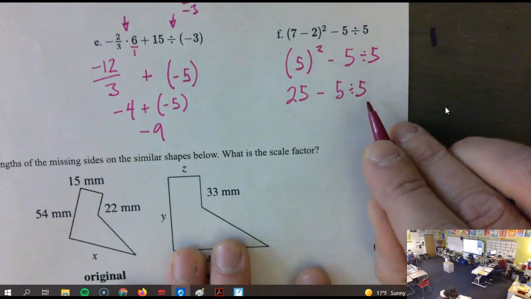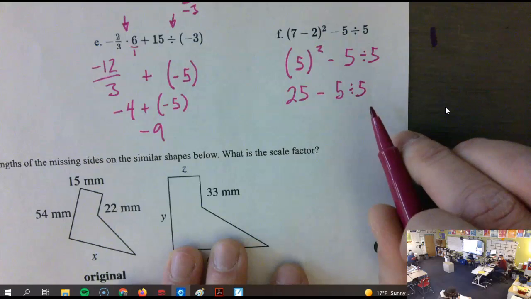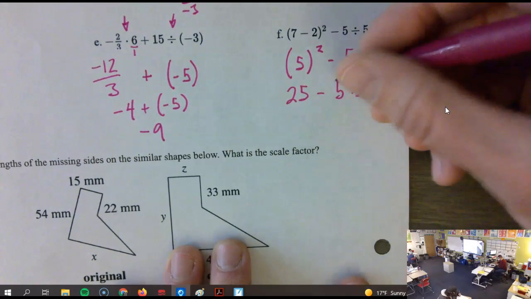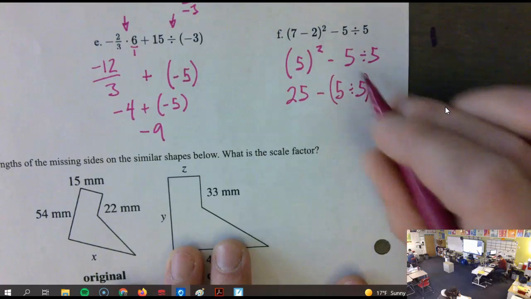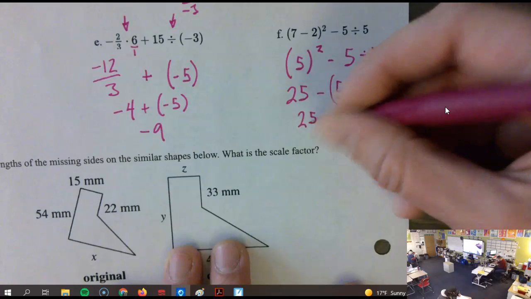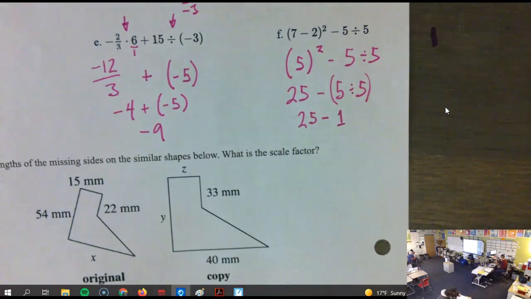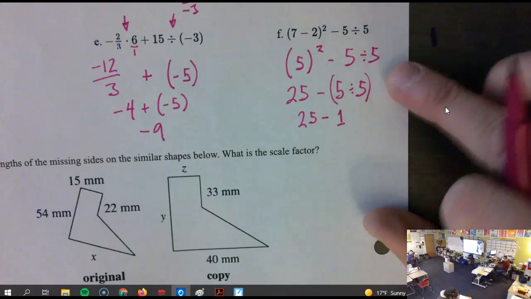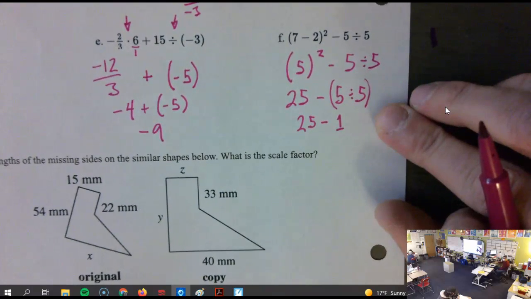Minus 5 divided by 5. Following PEMDAS, multiply and divide is next. So this is kind of the trap door, is that this does not get subtracted yet. We got to do the division. And that becomes 1. So that is how we get to 24. Questions on F? Why this worked like this.